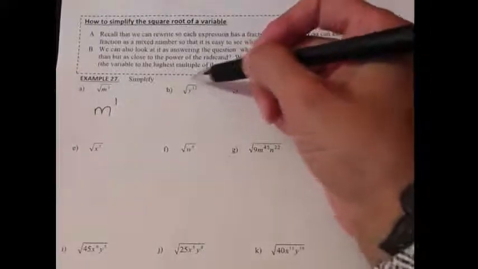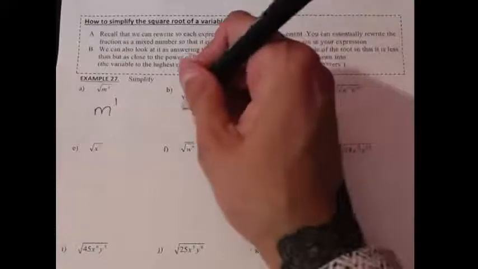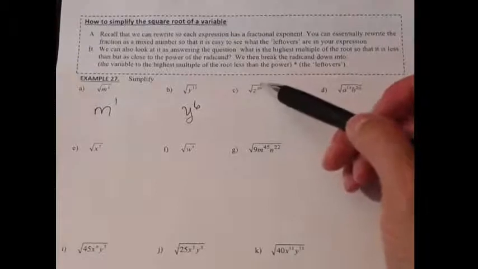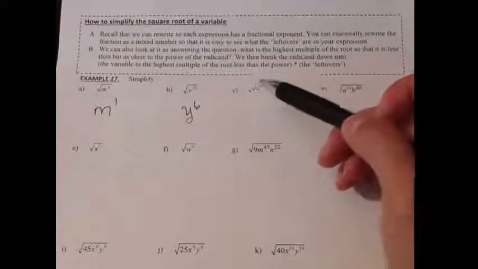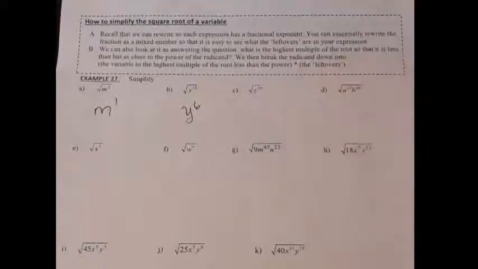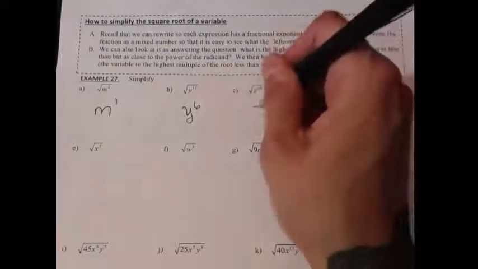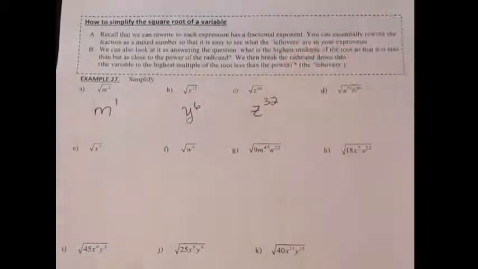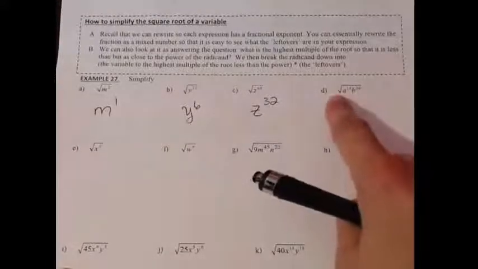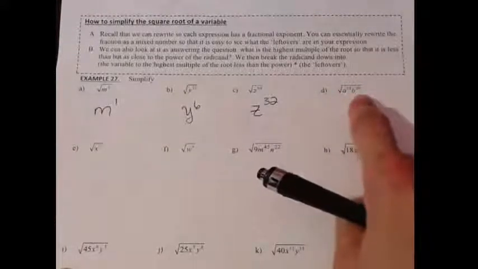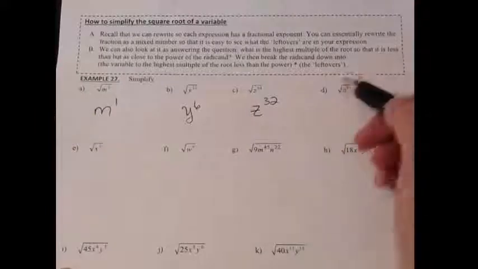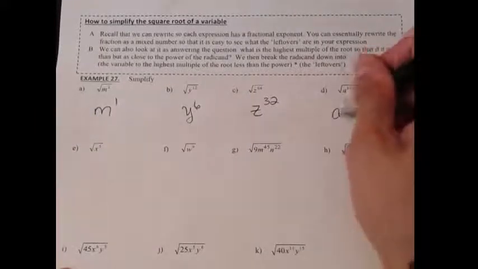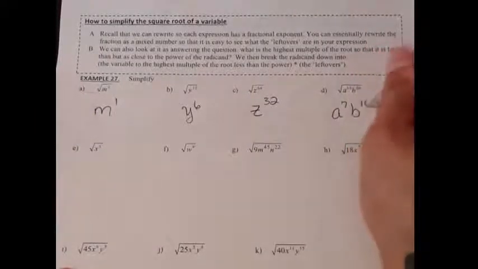The square root of y to the 12th. My root is 2, power is 12. 12 divided by 2 is 6. Done. Let's do it again. The square root of z to the 64th. Remember, the root is 2. 64 divided by 2 is 32. Done. Z to the 32nd power. We are taking the square root of 2 bases. Luckily, each of them has an even power, so cut them both in half. A to the 7th, b to the 10th.